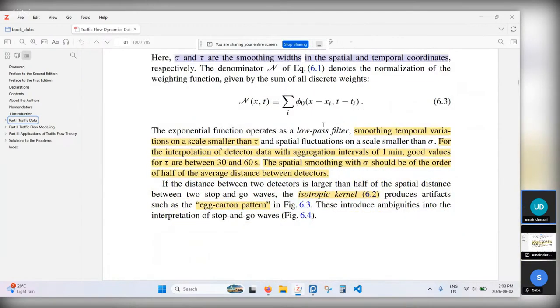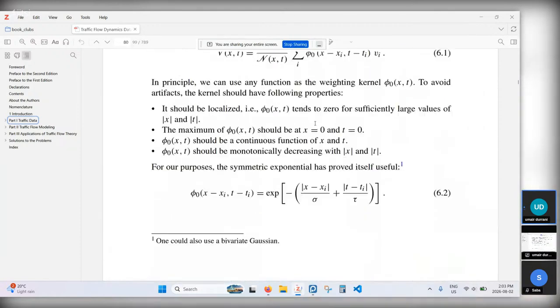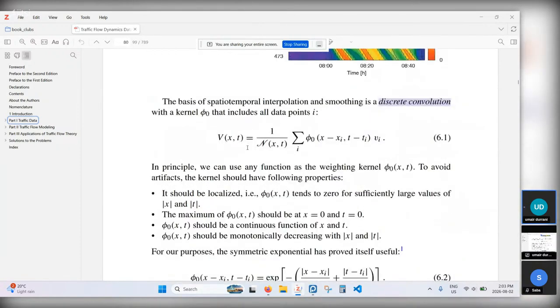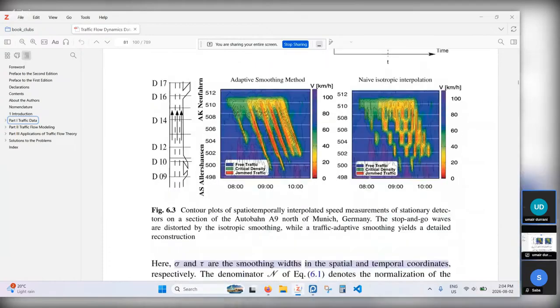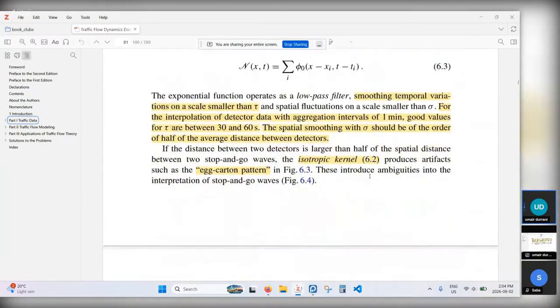This is the summation of all the weights at x,t, and that makes the total equation: v of x,t is the summation of all the weights times the speed vi, which is the speed at a given detector i, summed over all the detectors, and then divided by the sum of all the weights. That's how isotropic smoothing is expressed in an equation.